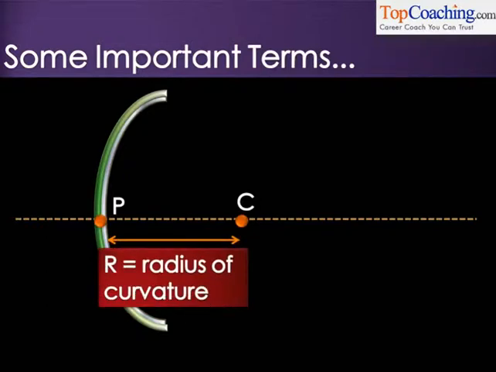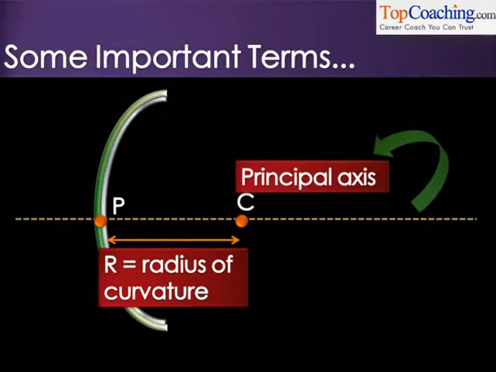The radius of curvature of the mirror is basically the radius of the sphere from which the mirror was carved out. It is also equal to the distance between the pole of the mirror and the center of curvature of the mirror. Understood? So this is an important thing you must remember. The axis along which the pole lies, the center of curvature lies, the central axis of the mirror, the line that cuts the mirror into two halves, is called the principal axis of the mirror. Understood? So this line here, which joins P and C, is the principal axis of the mirror.